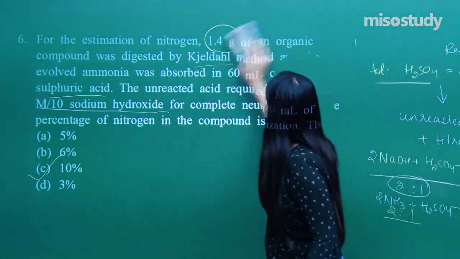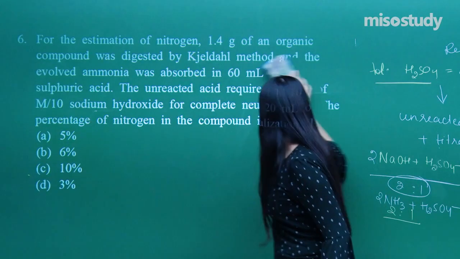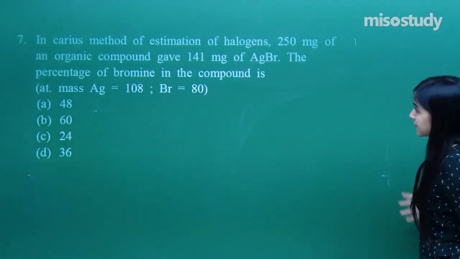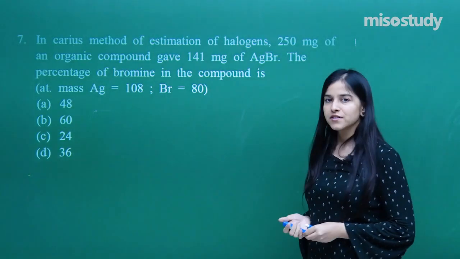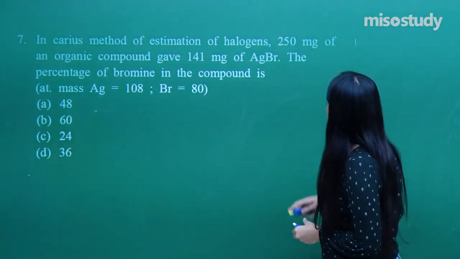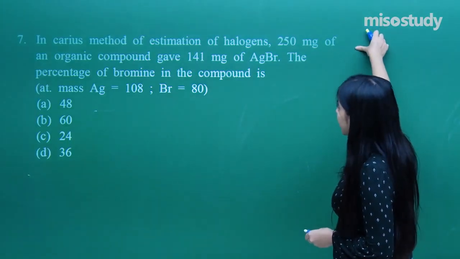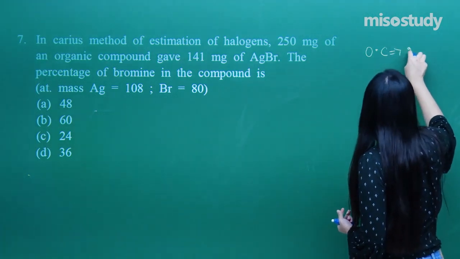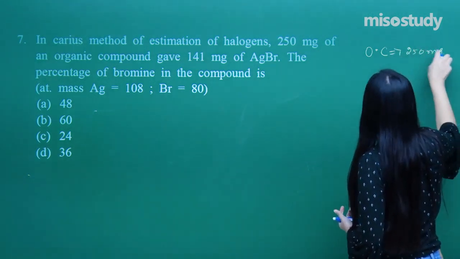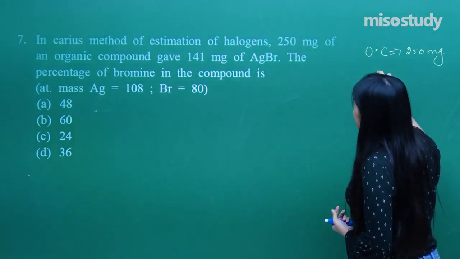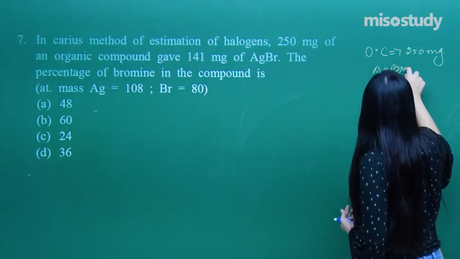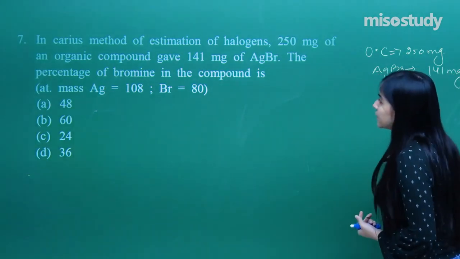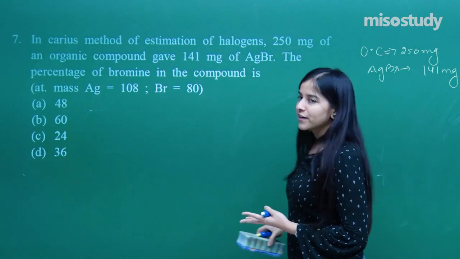Now, let's move on to the very next question. What do we have? In the Carius method of estimation of halogens, so remember the Carius method? 250 milligrams of an organic compound gave 141 milligrams. So, the organic compound weight has been given as 250 milligrams, right? How much AgBr was produced? It's 141 mg, right?